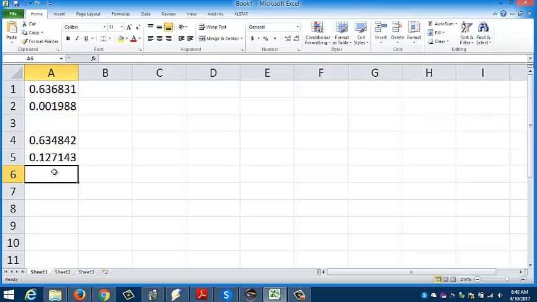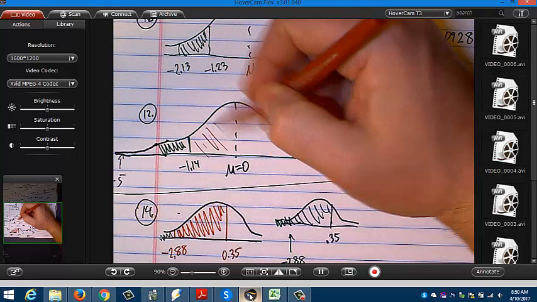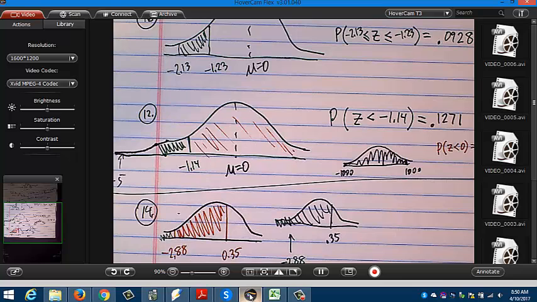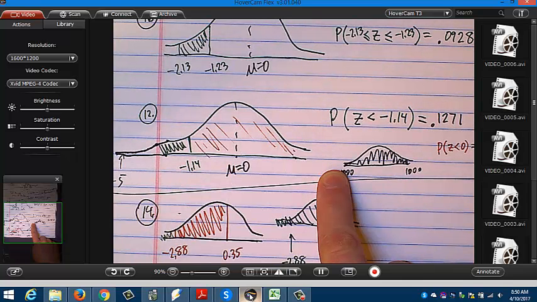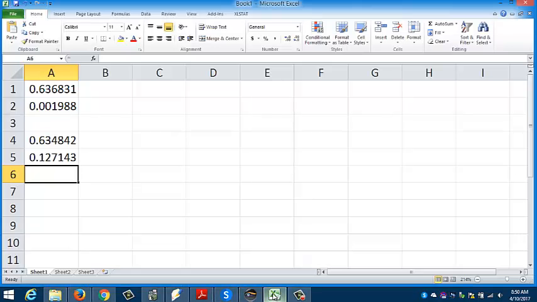So here's Sarah's question, just so everyone understands. Sarah said, hey, in number 12, what if you had to find the area to the right of negative 1.14? Well, how I would do it is this. The total area is what? 1. So what I would do on Excel, or if I were using the tables, is I would do 1 minus the area we just found. I'll take 1 minus that 13% and I'll get about 87%. Does that make sense? I'm using the complement idea.